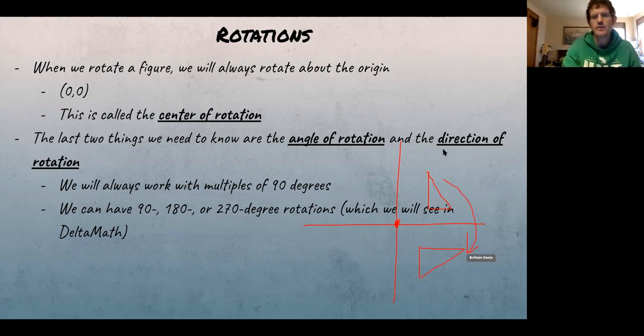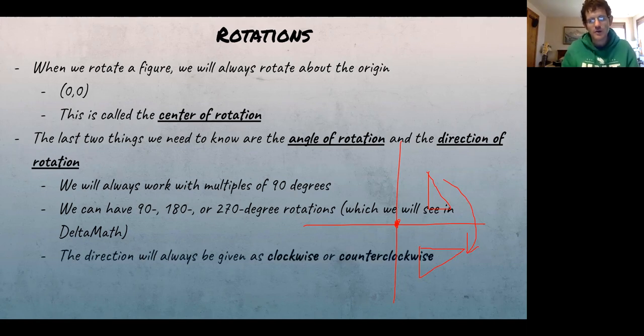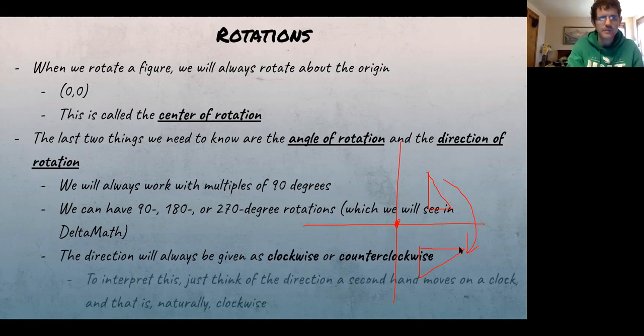And the thing is, if I just told you to rotate 90 degrees, that's not necessarily going to help you a whole lot. You need to know which direction we are going, and the two directions we have are clockwise or counterclockwise. So you'll always be given instructions to say rotate 90 degrees clockwise or counterclockwise, or 270 degrees. I don't know why that's hard for me to say, clockwise or counterclockwise.